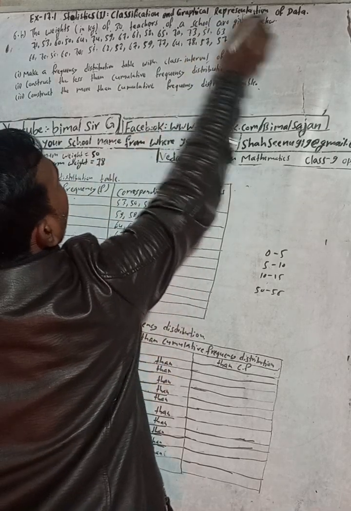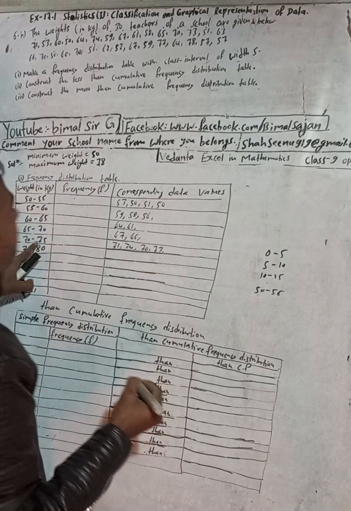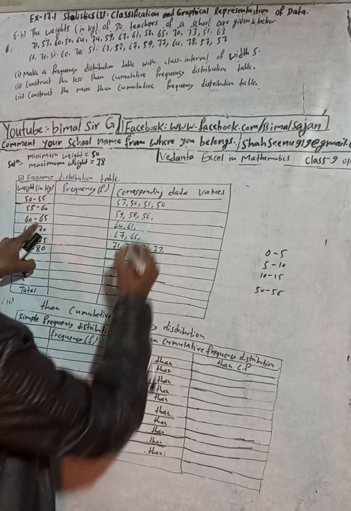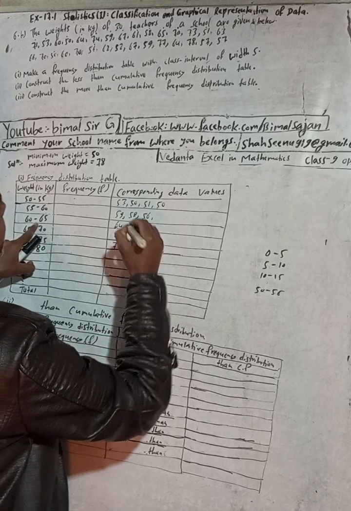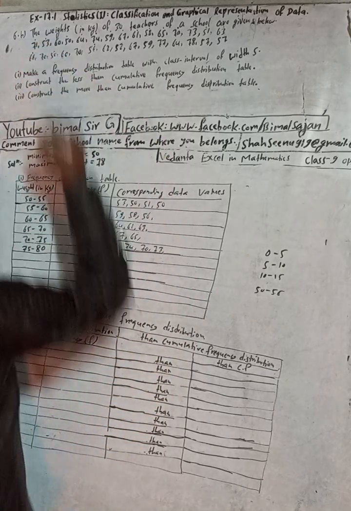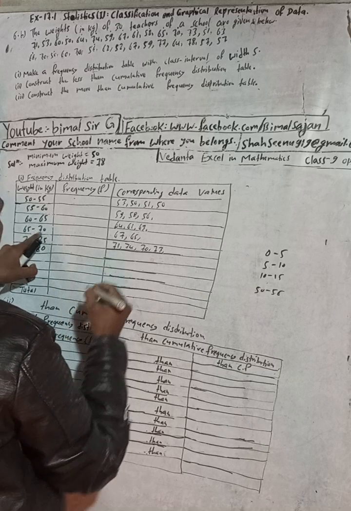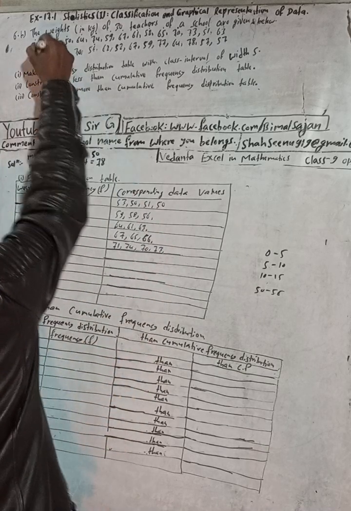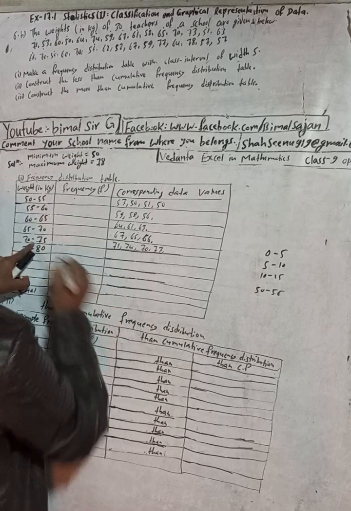73 after 51 already taken. 63, 63 is now here. So 63 will be here. And 66, this 66 will be here, 65, 66, okay, here. 66, then 70. 70 will be taken in this, okay, 70.